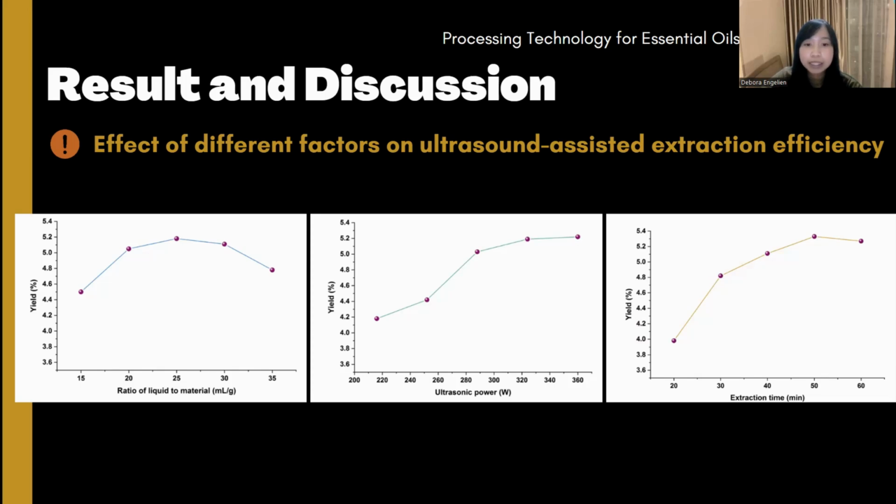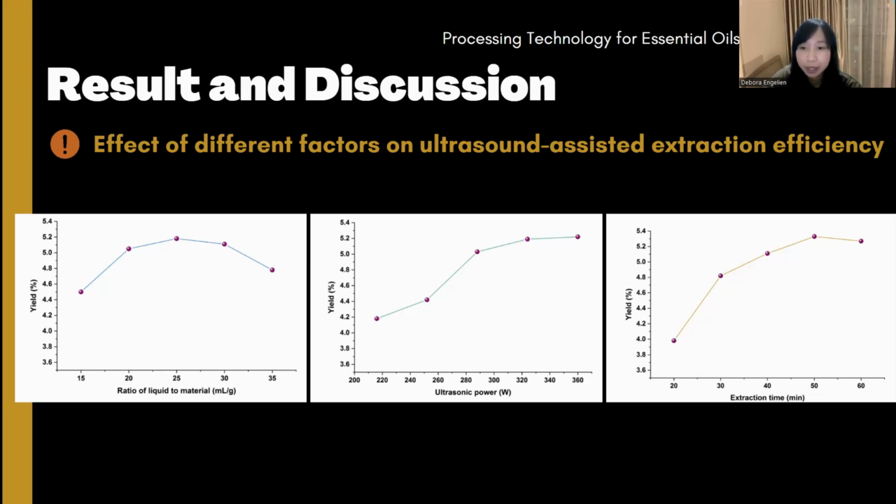The second factor is ultrasonic power. The yield of GBLPS increased sharply when the ultrasonic power increased from 200 to 300 watts, and then the increase of yield leveled off. With the increase of ultrasonic power, the cavitation effect, thermal effect, and mechanical effect were enhanced, which led to the increase of GBLPS yield. However, when the ultrasonic power was too high, the polysaccharides in the solvent were subject to ultrasound, leading to the degradation of polysaccharides. These two mechanisms may be responsible for the trend of GBLPS yield. The picture is on the screen at the center.